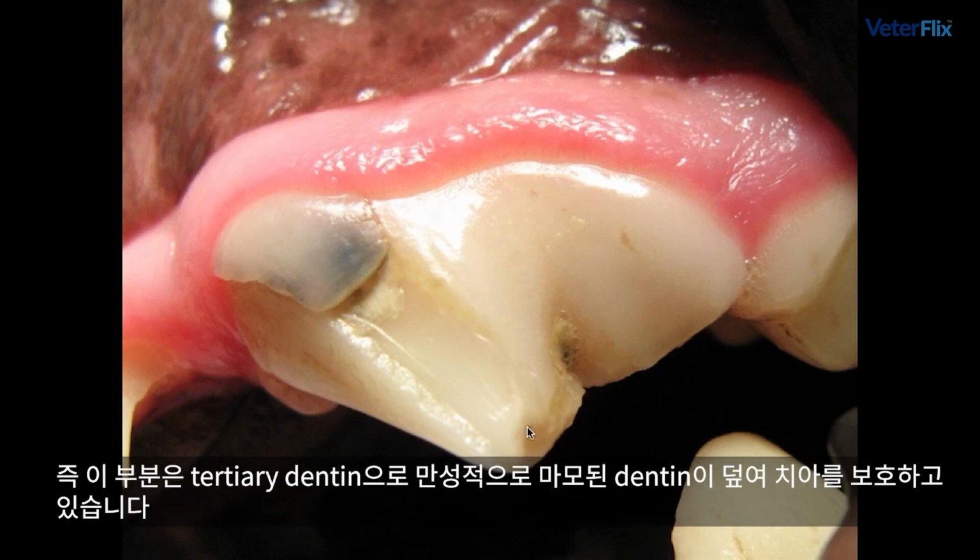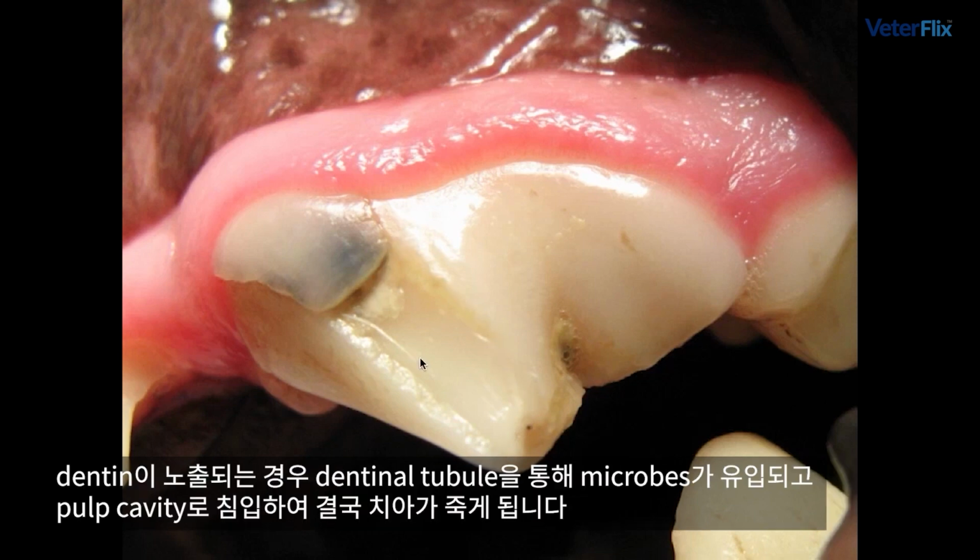So this would be more tertiary dentin, where reparative dentin has sealed the dentin from chronic wear and protected this tooth, but the acute exposure here allows microbes into the dentinal tubules and consequently into the pulp cavity and chamber, and will result in this tooth being non-vital.